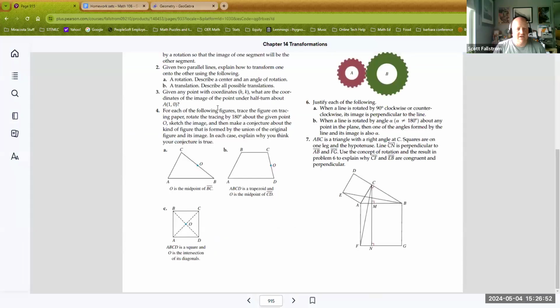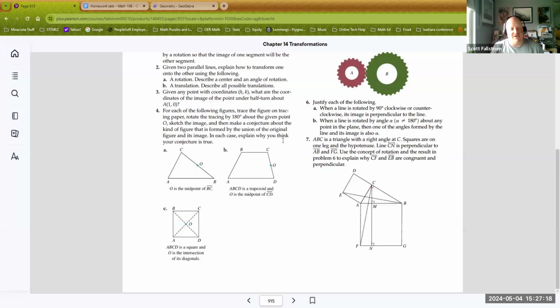4 to 5. Okay. So for each of the following, trace the figure on tracing paper. Patty paper is just fine, right? Trace it. Rotate it 180 degrees about 0,0. So each one of these has a 0,0 listed. Then sketch the new image and then make a conjecture about what kind of figure is formed by the union of the original figure and its image. Think about the union, meaning the idea that I'm actually going to put these together. So it'd be one shape.